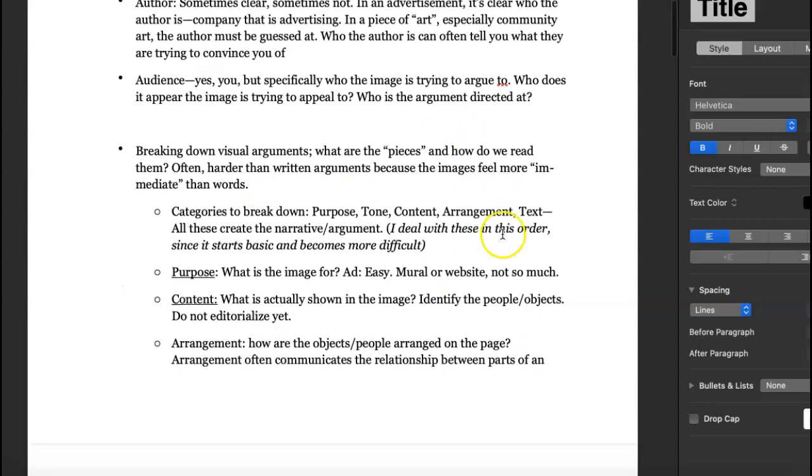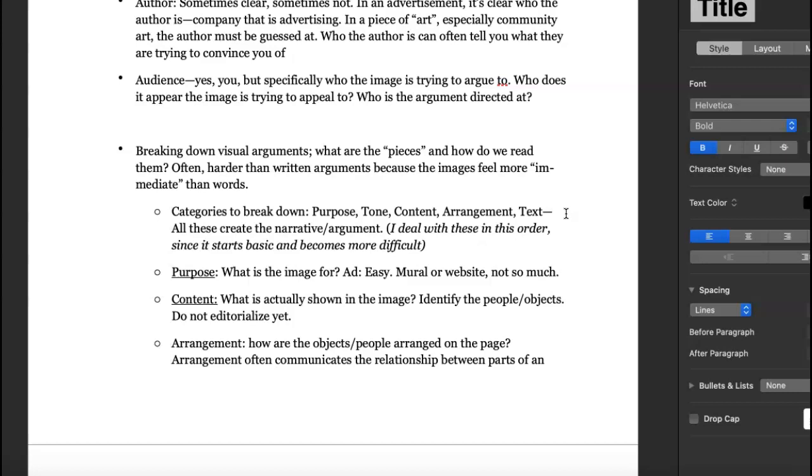When we break down these visual arguments, we try to put the pieces together and think about how we read them. It's often harder than with written arguments because images feel much more immediate. You feel like you have to look at it on first glance and know what it's saying, but really you have to take the time to study an image, and that's what we're going to be doing. The same categories that you use to break down a written text are the ones you still use when breaking down a visual text.